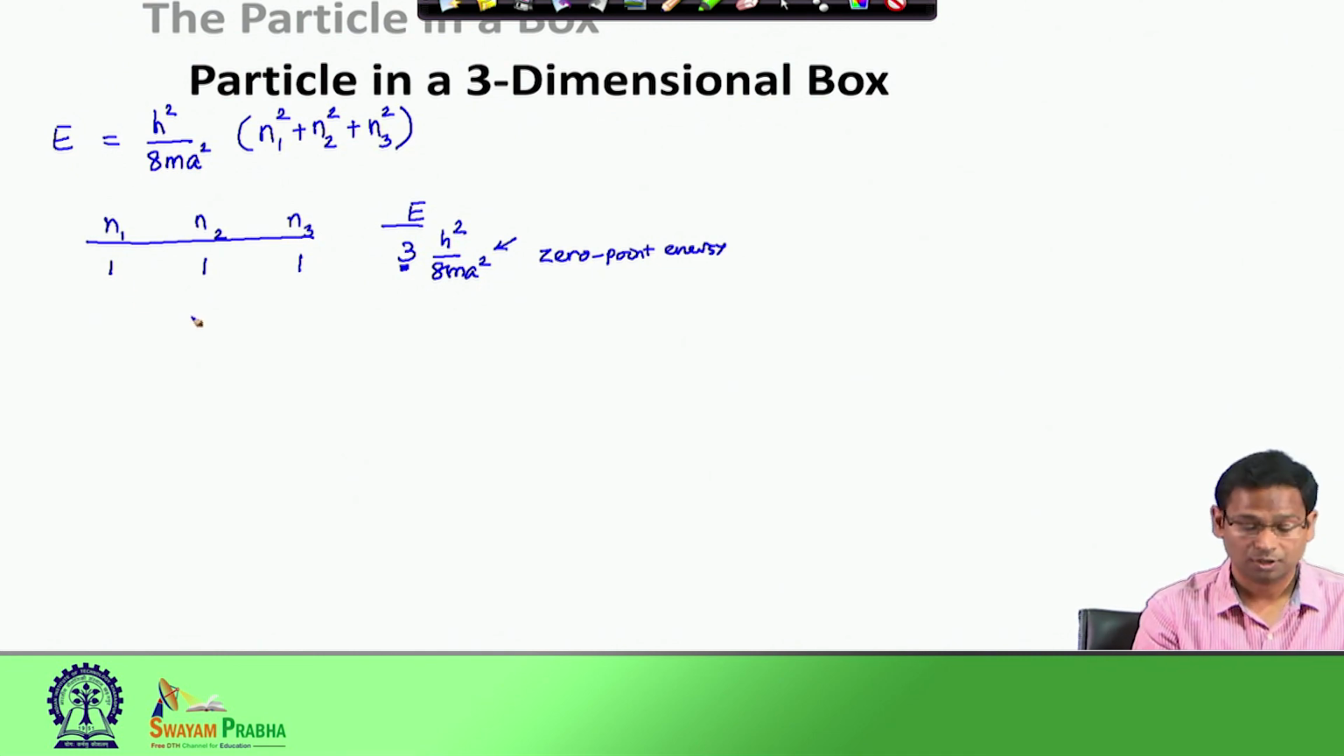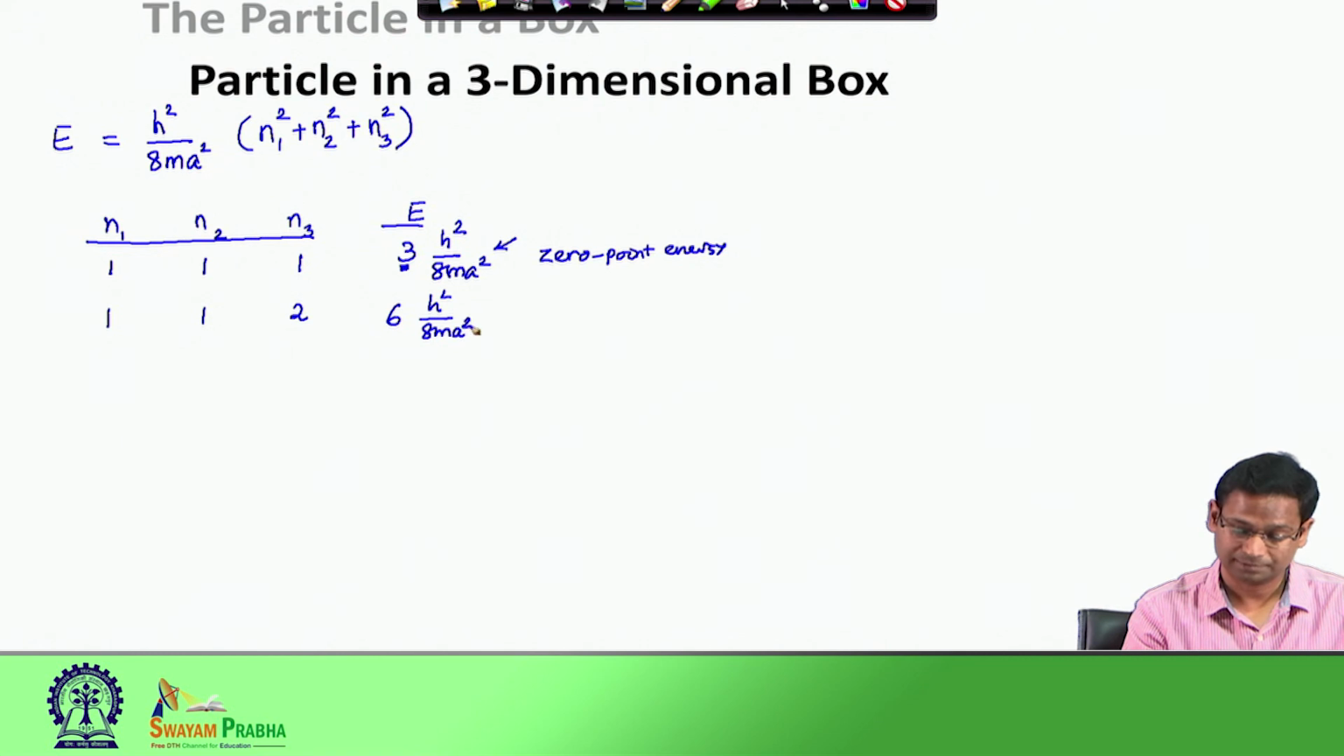They can become 2, but before we make all of them 2, I can write 1, 1, 2. What would be the energy of this state? That would be 1 square plus 1 square plus 2 square, so 4 plus 2, 6. Therefore, the energy will be 6 h square by 8 m a square.